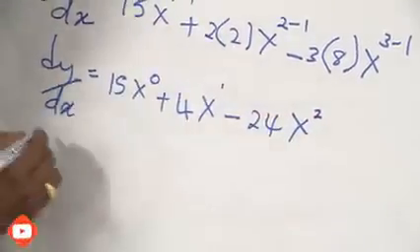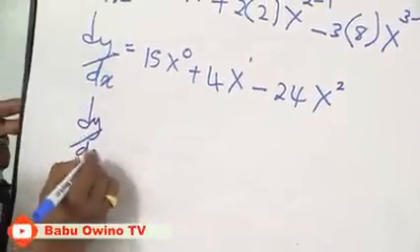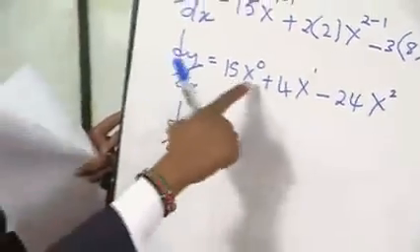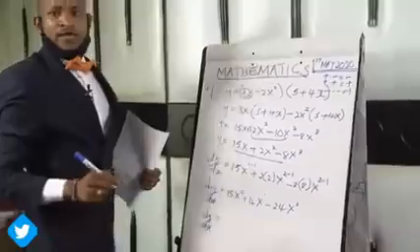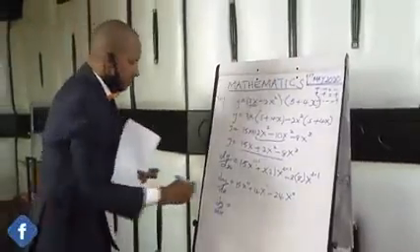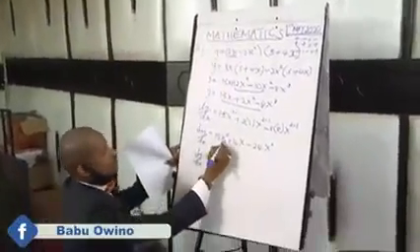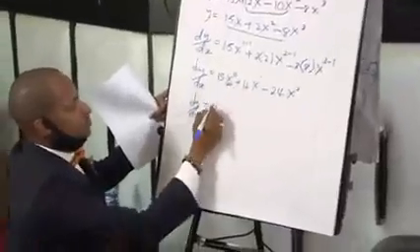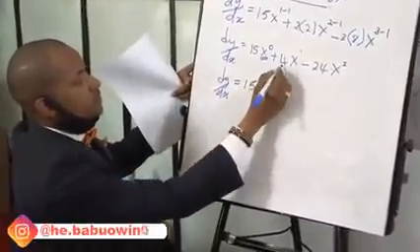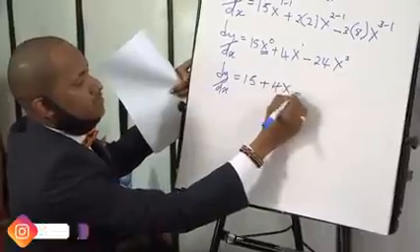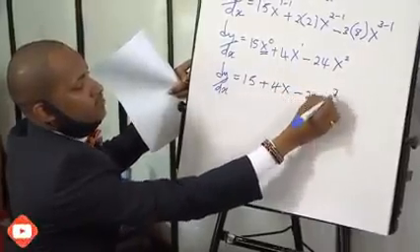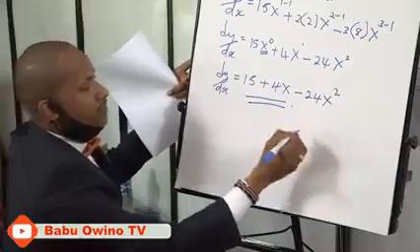So from here, any number or letter raised to power 0 equals 1. Therefore, x raised to power 0 equals 1. So this is 15 times 1, which is 15, plus 4x minus 24x squared. This is our answer.